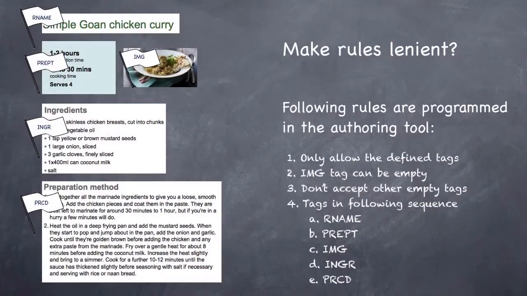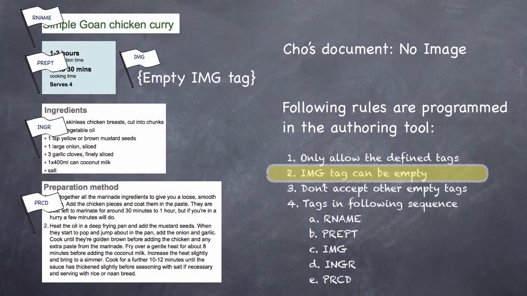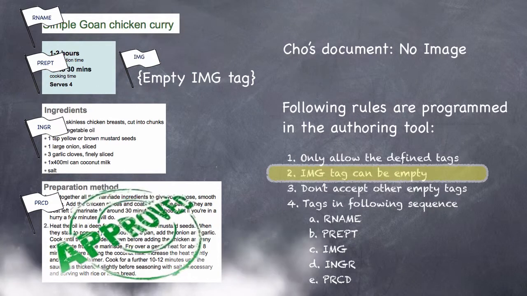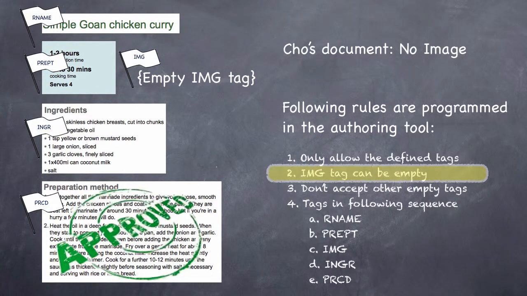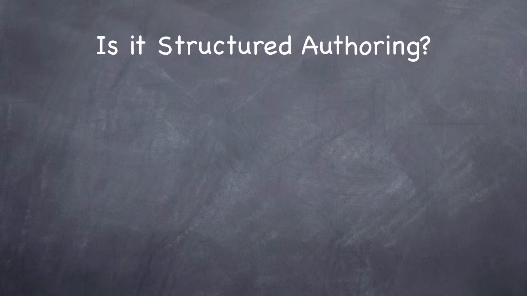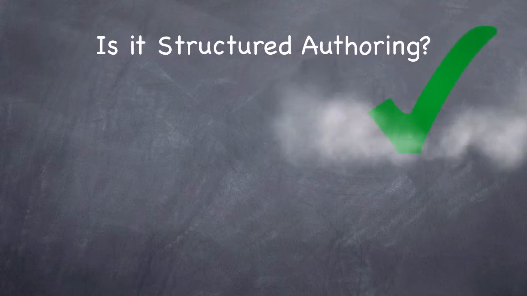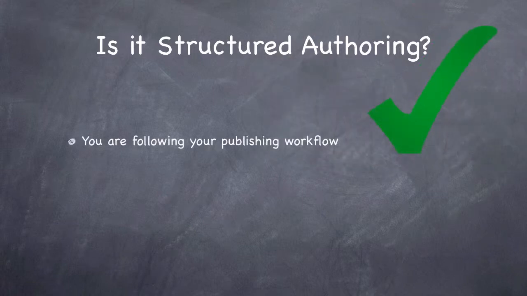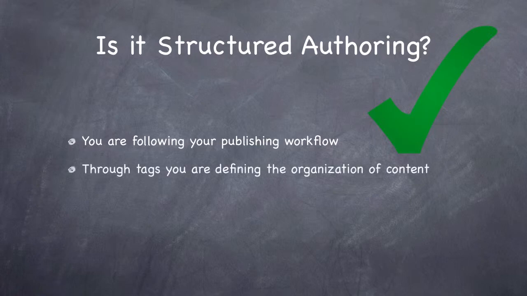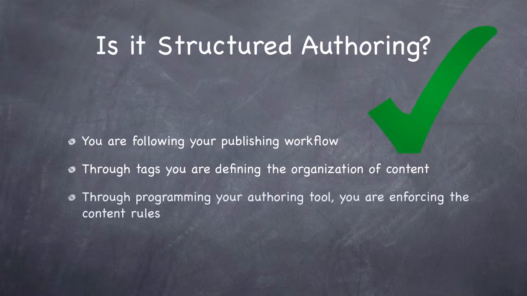Can I be lenient? Yes. Let me modify my program and make the use of the tag IMG optional. Joe will now be able to submit his recipes without images. So is this structured authoring? Of course. I still have my authoring process. By introducing tags to identify the information in the recipes, modifying the authoring tool, and programming, I am, number 1, creating rules for arranging information. Number 2, enforcing the rules to arrange information.